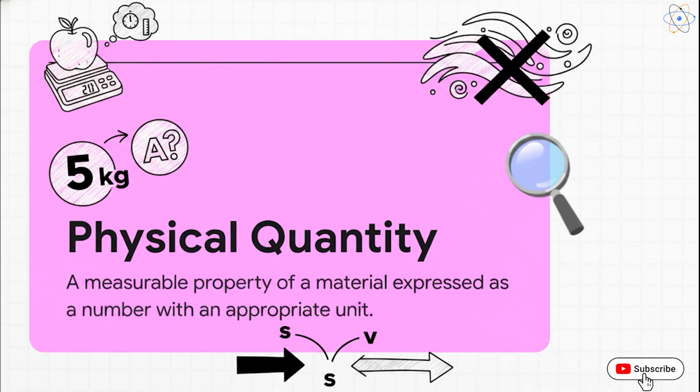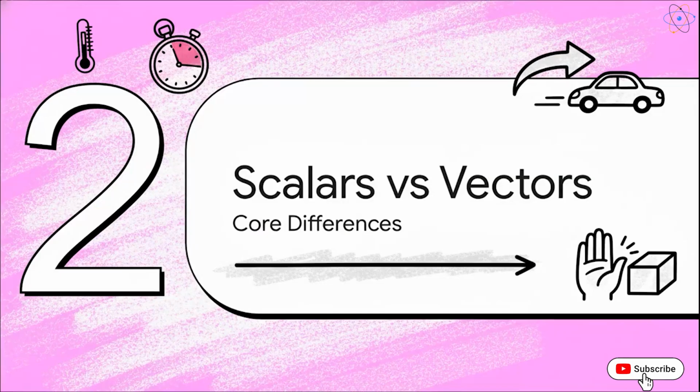First, you've got to be able to measure it in the real world. Second, it needs a unit. A number all by itself is pretty much meaningless without a scale. For instance, the mass of an apple is a physical quantity. You measure it, boom, you get an answer in kilograms. But something like the beauty of a sunset is not a physical quantity, because you can't measure that in an objective, reproducible way.